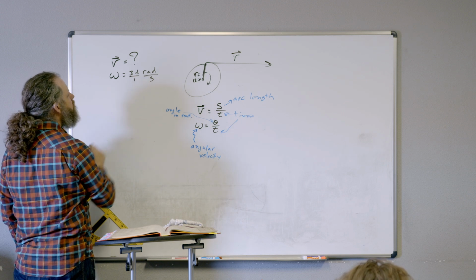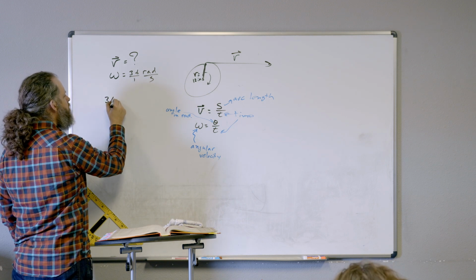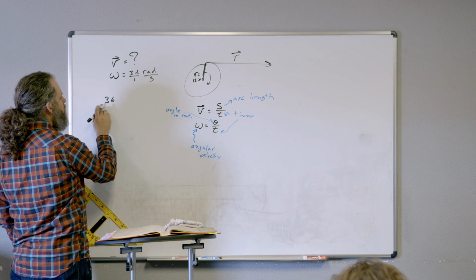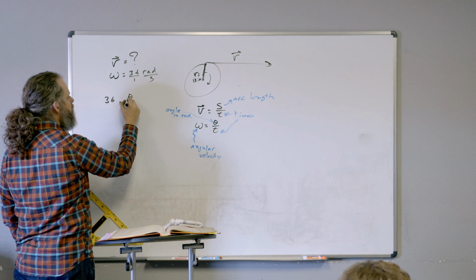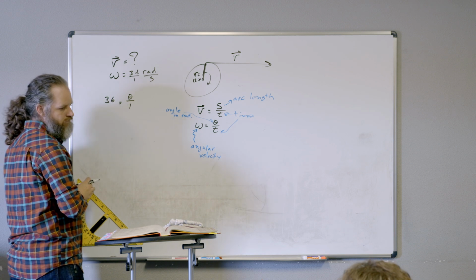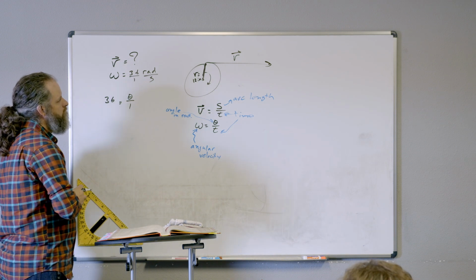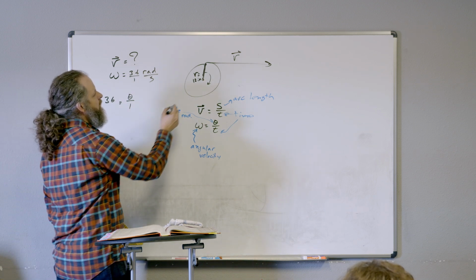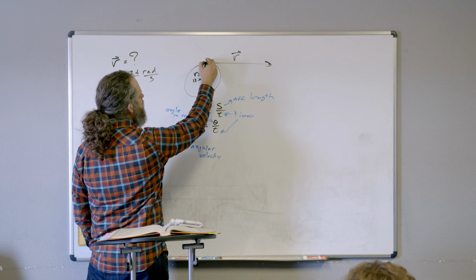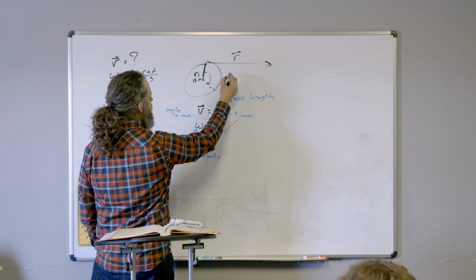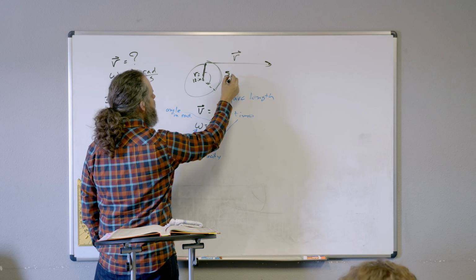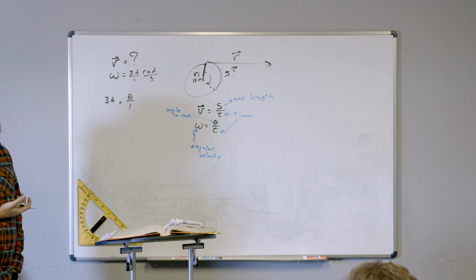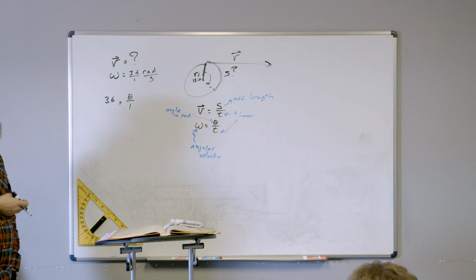36 radians in a second. How do we figure out how far it traveled? How do we figure out this length? Because this is S, right? So we need to figure out S. Is the angle 36 radians? Mm-hmm.